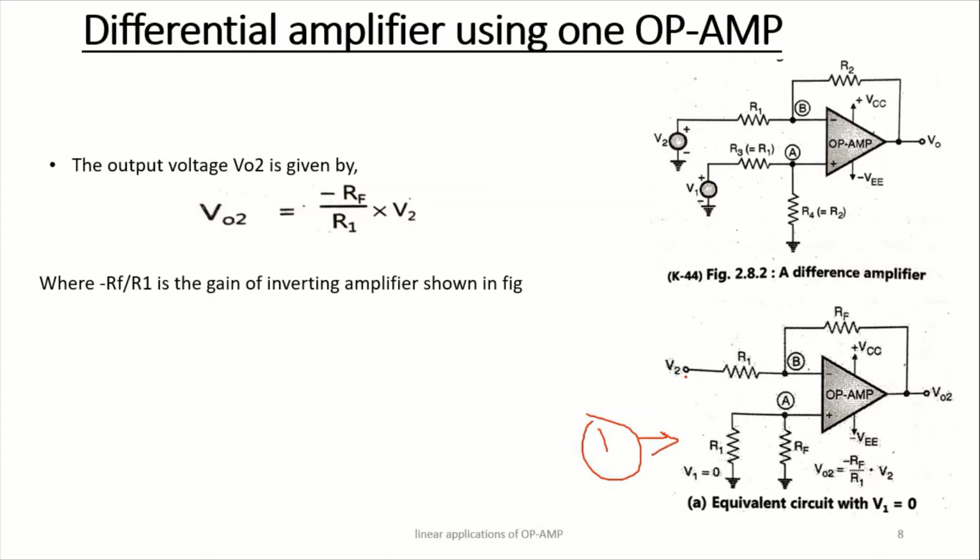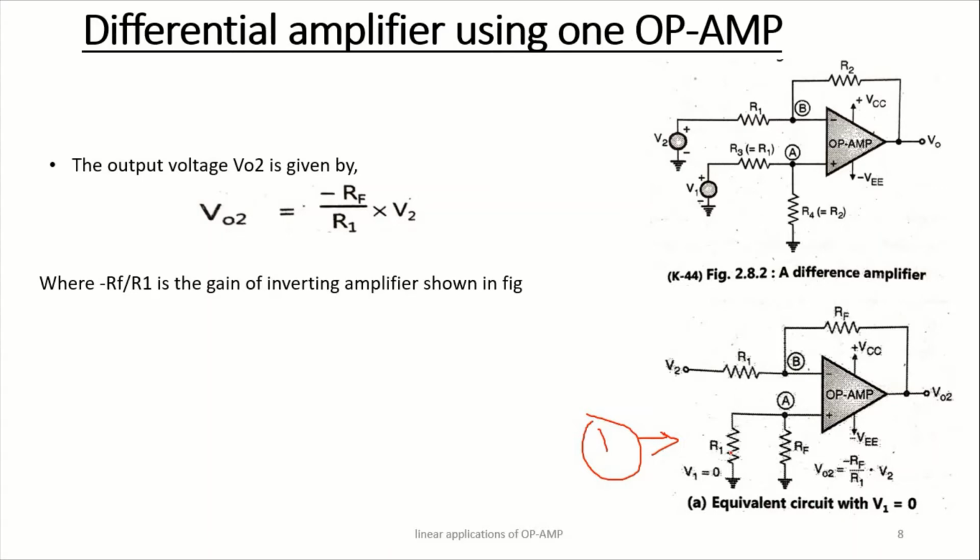Only V2 is connected, V1 is at the ground potential. Consider that only V2 is connected and assume V1 to be short circuited, meaning at the ground potential. Then the differential amplifier circuit reduces to an inverting amplifier with the input V2, as shown in figure A. We already discussed this in the previous video. This circuit becomes an inverting amplifier circuit.